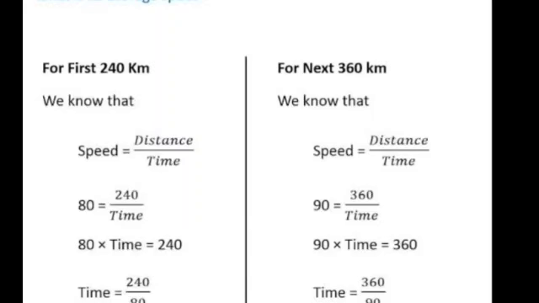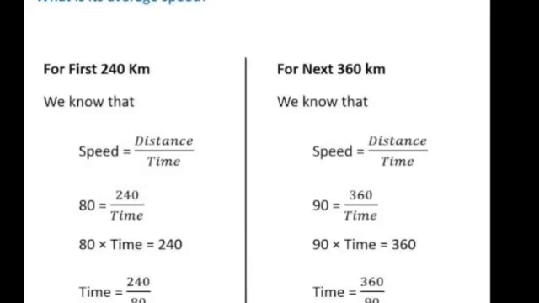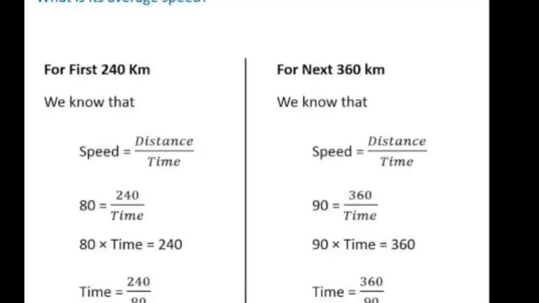Okay. Next condition, we know that speed is distance upon time. 90 is equal to 360 upon time. So 90 into time is 360. So time is 360 upon 90, so we find it is 4 hours. The time is 4 hours. Clear?